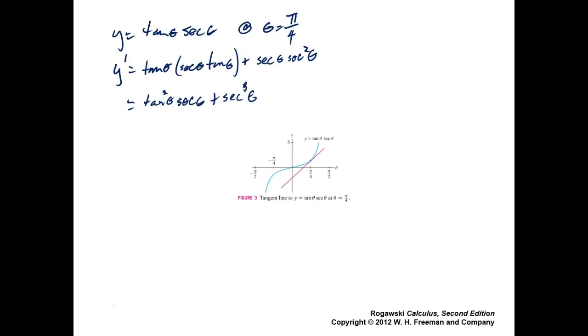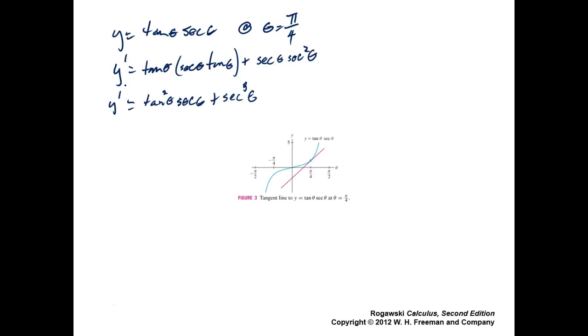Now, if you were distributing, you could factor out a secant from both of those and leave a tangent squared plus something, and that might not be a bad idea. I don't think it'll get you anything, but it's okay. You're fine. Okay. Now, that's what y prime is.